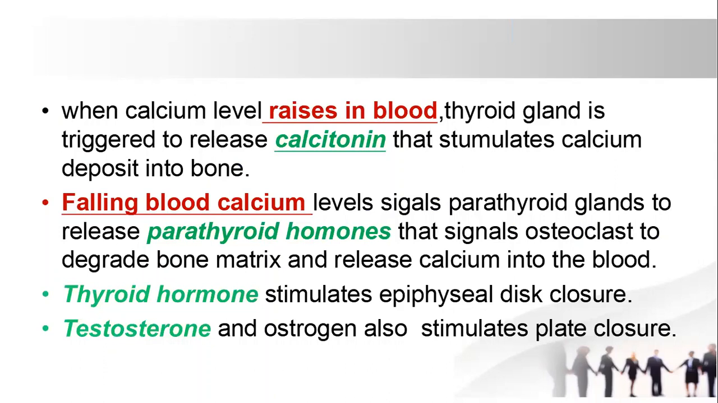So when the calcium level rises in the blood, the thyroid gland is triggered to release calcitonin that stimulates calcium deposit into bone. When blood calcium is high, it is detected, and the thyroid gland is triggered to release calcitonin that stimulates calcium deposit into bone, so that bone will grow in its normal and required way. Falling blood calcium levels signal the parathyroid gland to release parathyroid hormone that signals osteoclasts to degrade bone matrix and release calcium into the blood.